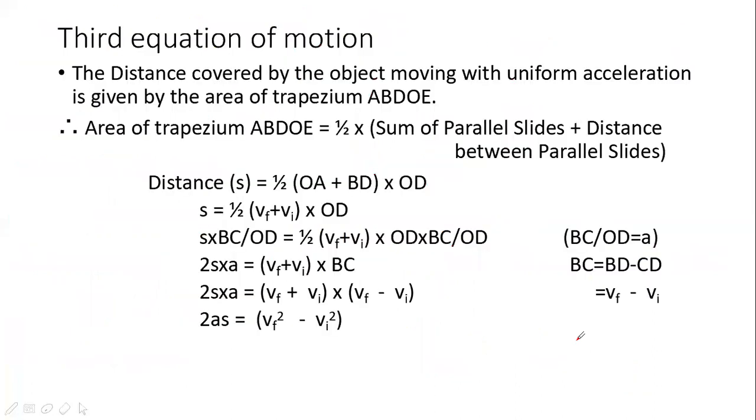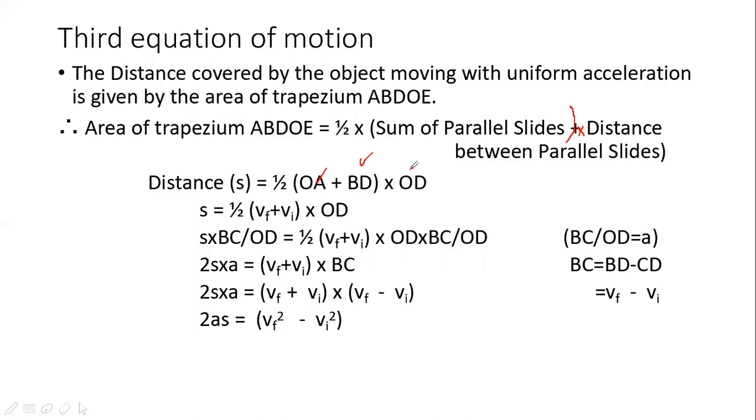Third equation of motion. The distance covered by an object moving with uniform acceleration is given by the area of the trapezium. So the area of the trapezium is equal to 1 divided by 2 times the sum of parallel sides. There is no plus here, here is multiplication, multiplied by the distance between the parallel sides. The parallel sides are OA and BD.